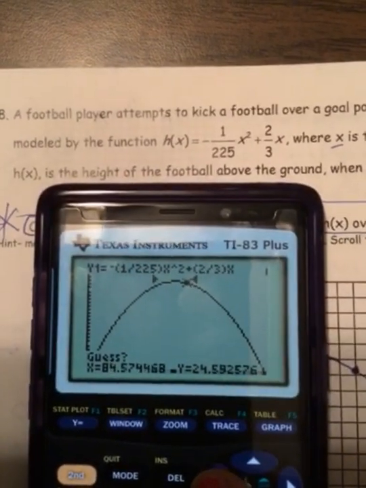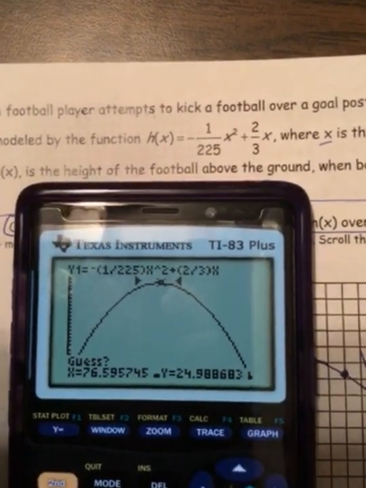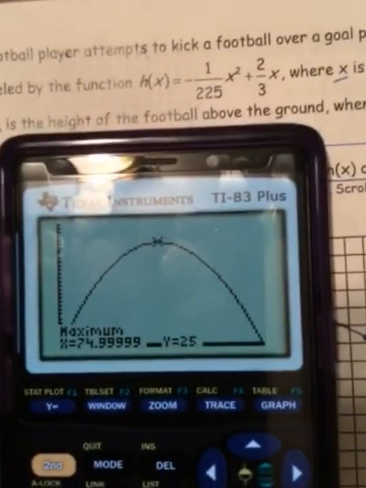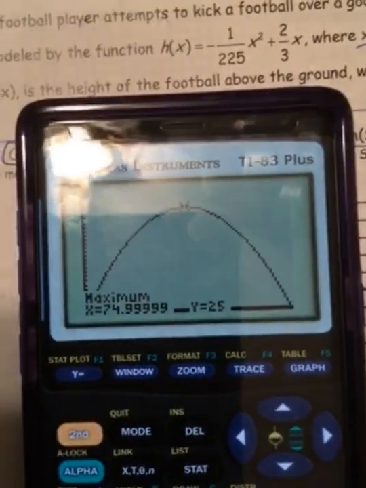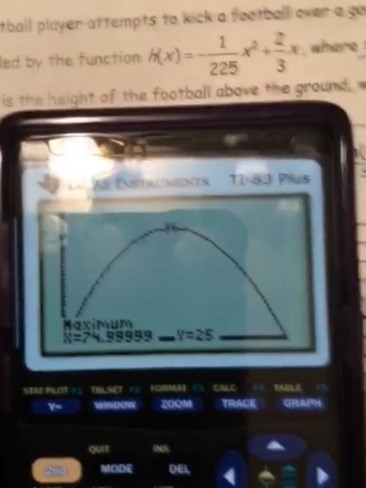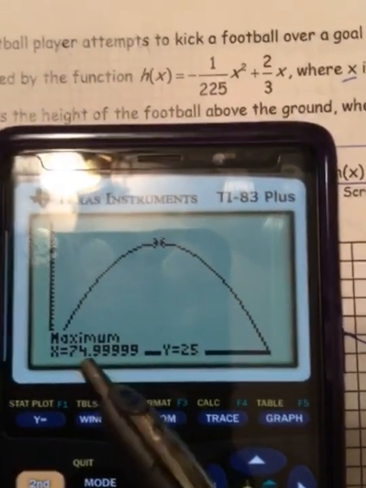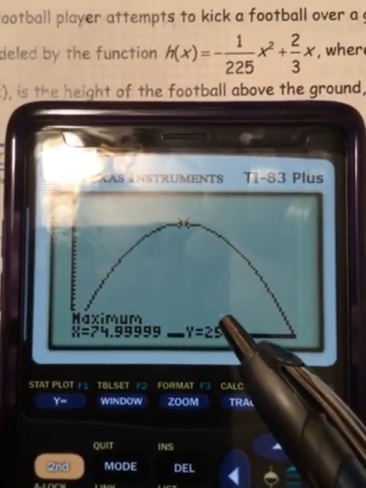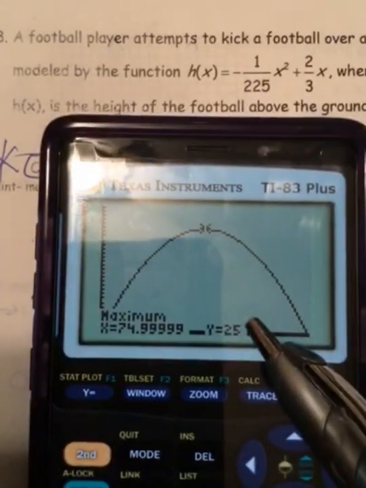And then I'm going to bring it all the way over to where I think the maximum point actually is, which may be right about there, and then click enter. And it's just loading, and we've got 74.99999, and then y is 25. Now guys, when you have something like this, that means your calculator hasn't rounded it all the way. This is really 75, and then this is actually 25, so this is all good.